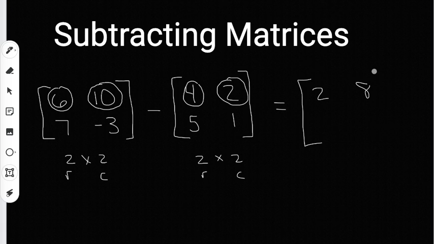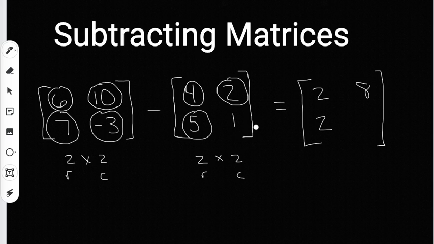And now that I'm done with the first row, I'm going to move on to the bottom row. I'm going to circle this 7, and I'm going to circle this 5. 7 minus 5 will give me 2. And now I circle the last 2 numbers, the -3 and the 1. So now when I subtract these, we got -3 minus 1, that's going to give me -4.